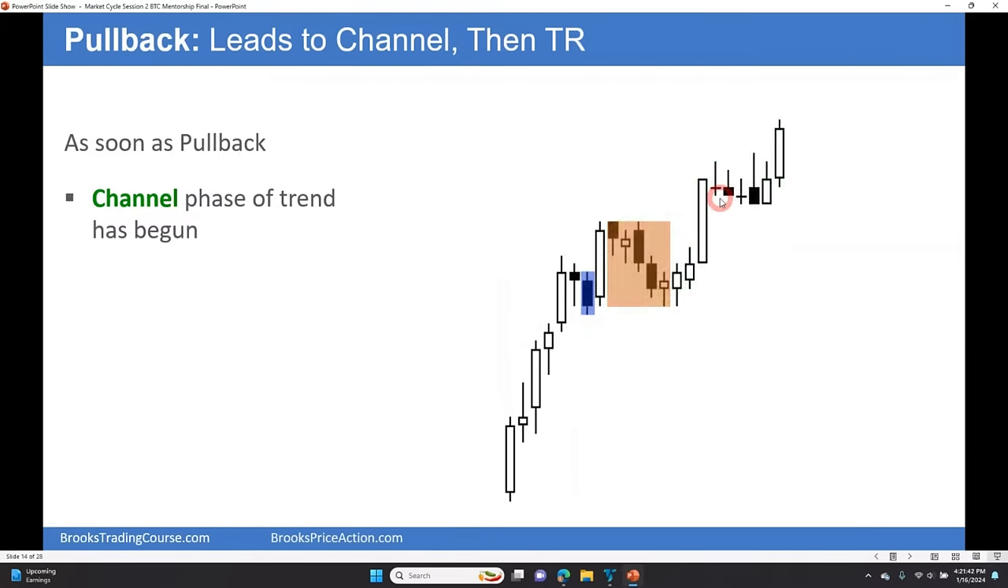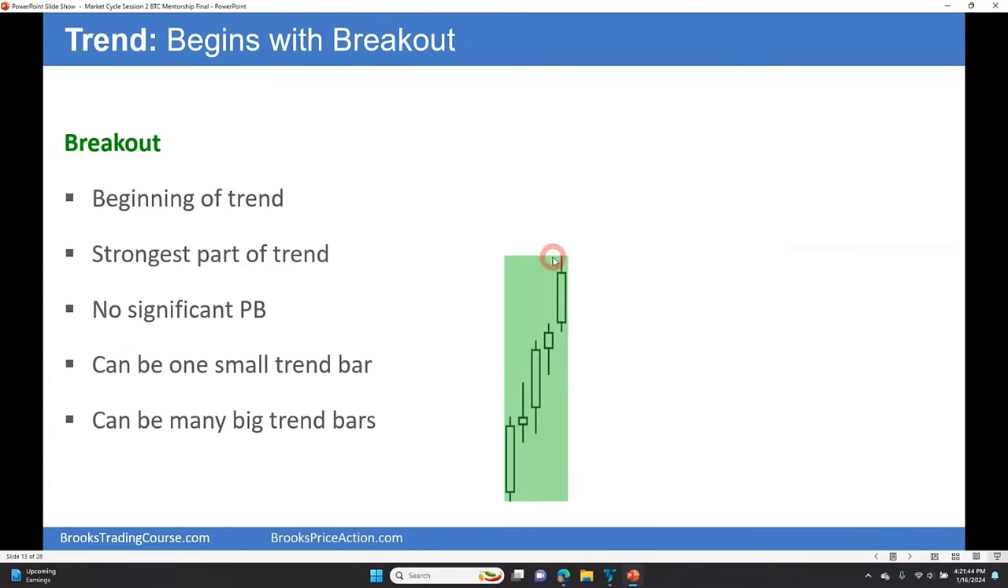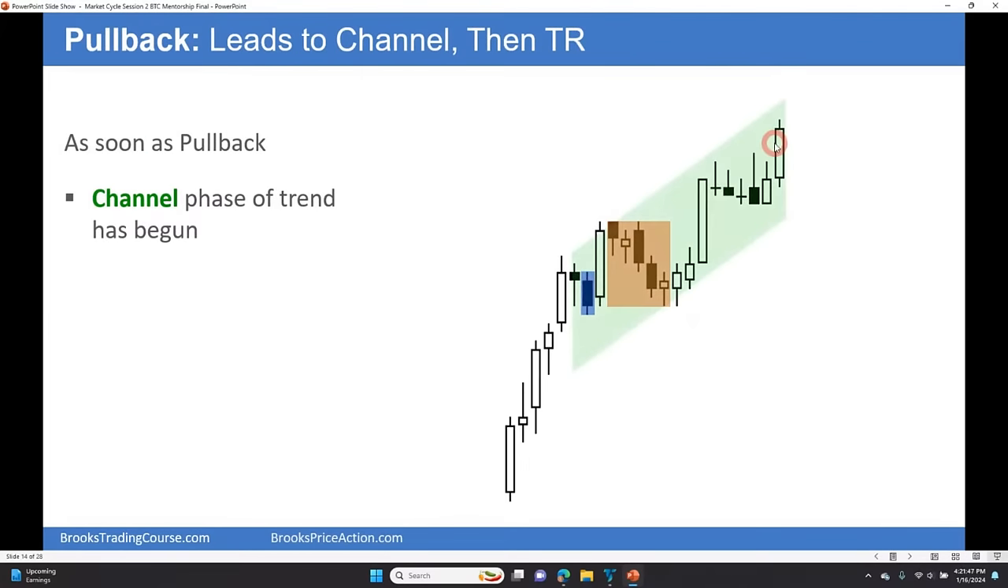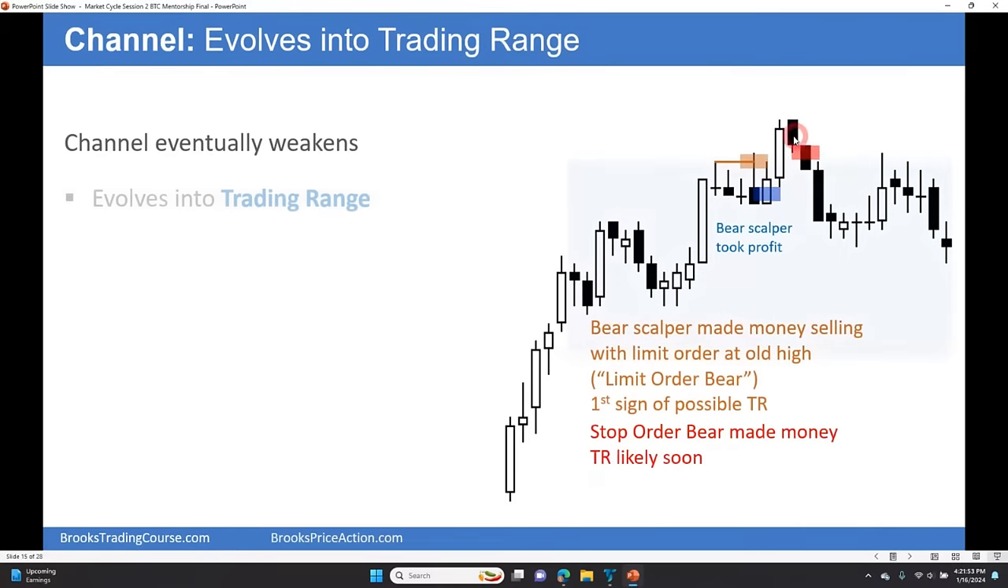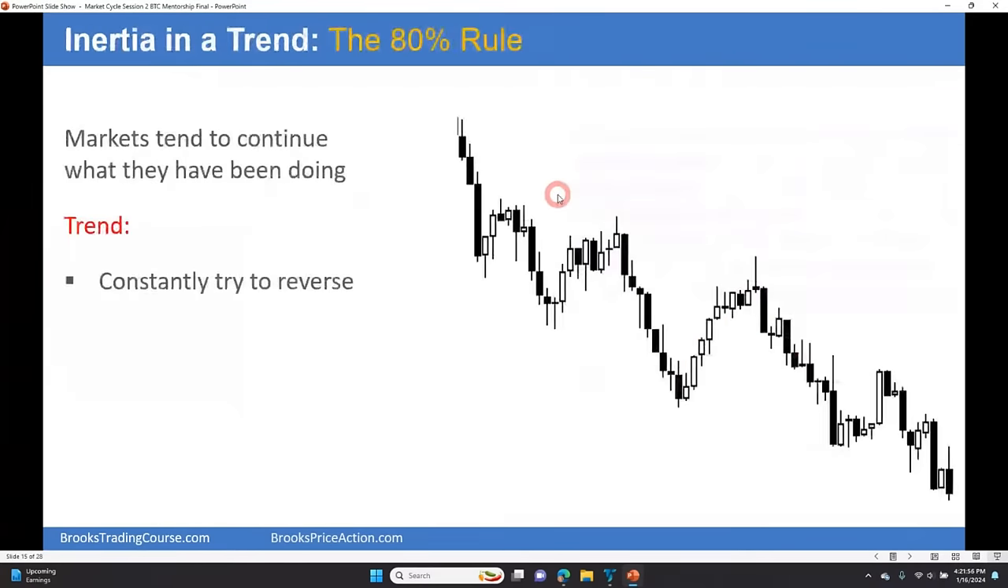The way I think about it is phase one of the market cycle, phase two of the market cycle, which is the pullback phase, and then the channel phase. And then phase three, which is the trading range phase.